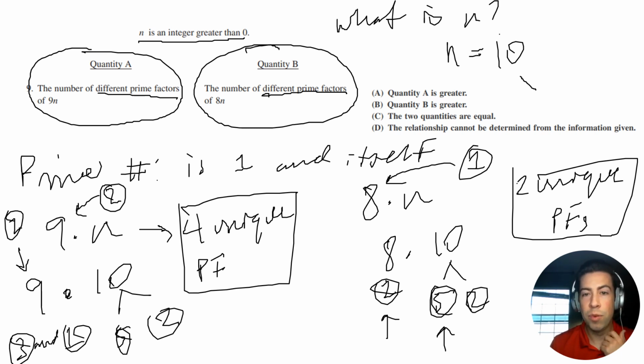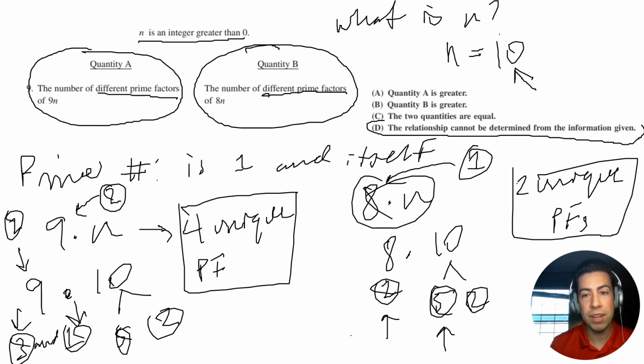And here's the thing. We could make n a different value such that 3 or 1 is included in n, but it's not included in this 8n, so that we would get more unique prime factors for 8n than 9n. Okay, guys? So it's a little confusing, but basically we just don't have enough information, all right? Now, if it was just the number of prime factors, then it wouldn't always be equal. Quantity A would always have more because 9 always has more, right? But again, it's different, right? It's unique prime factors, so it's a little tricky.